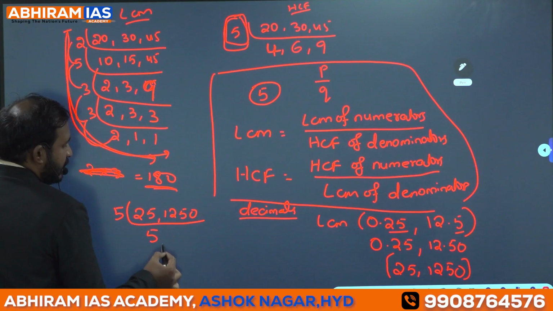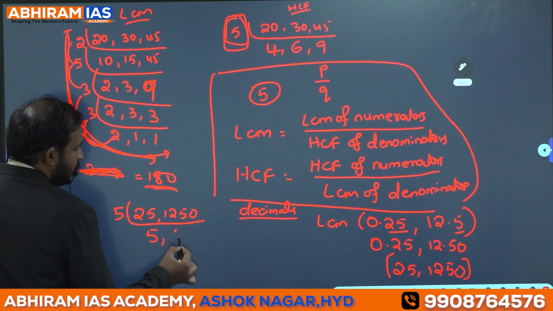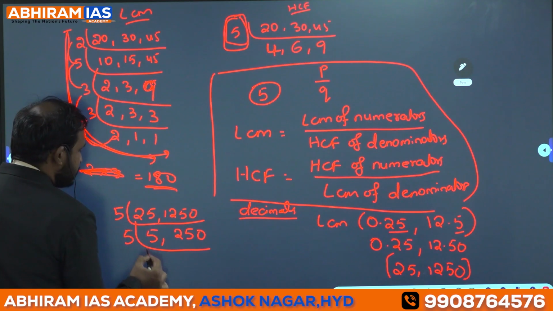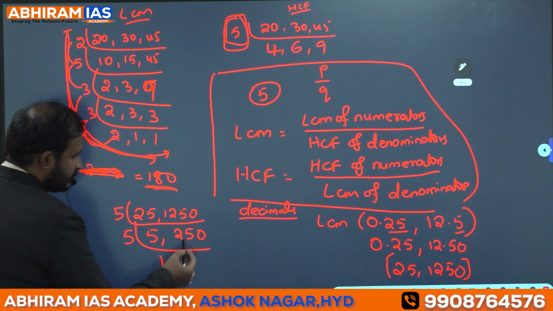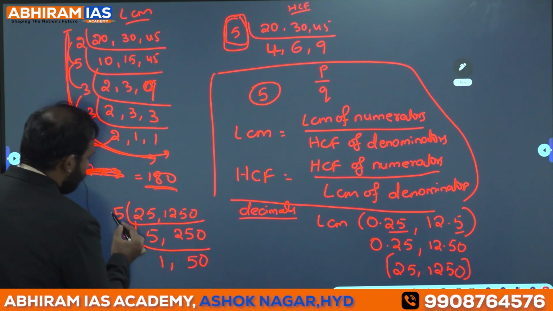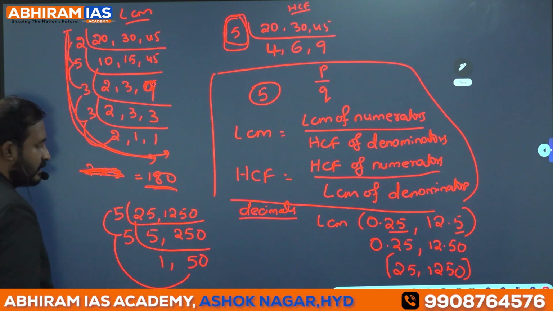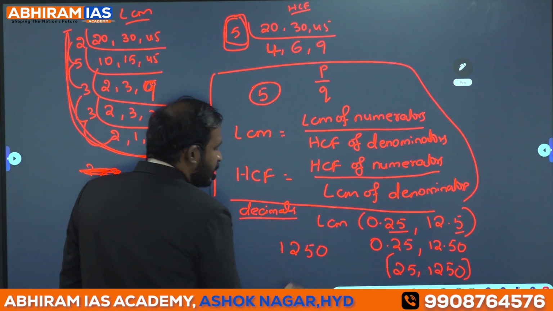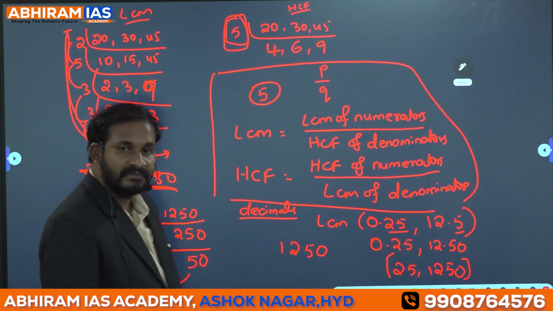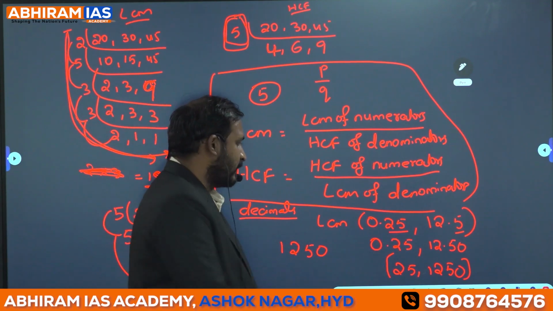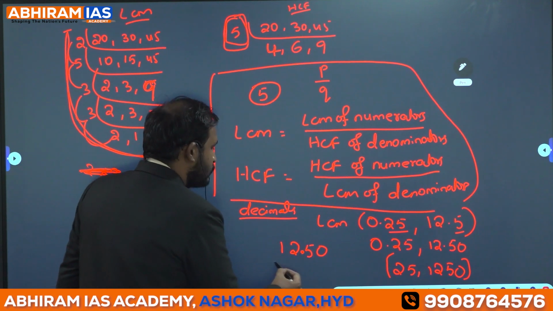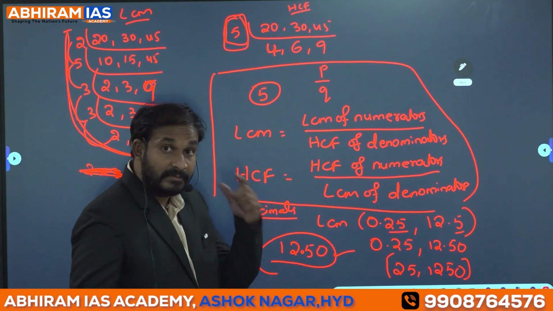5 5s are 25, 5 250s are 1250. Next 5 1s are, and next this will become what? 50s are. 5 5s are 25, 25 5s are 125 and 0. So what is the answer I got actually here? 1250. 1250 will become the LCM of 25 and 1250. Now place the decimal point. After how many digits do we have the decimal? So like this we are going to find the LCM or HCF.